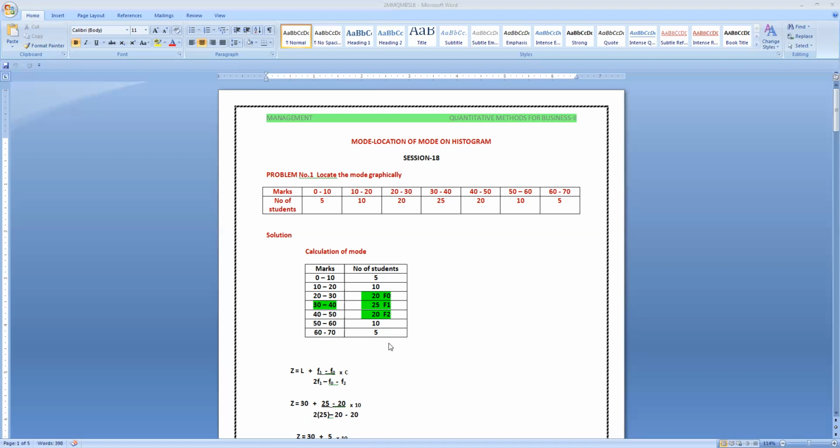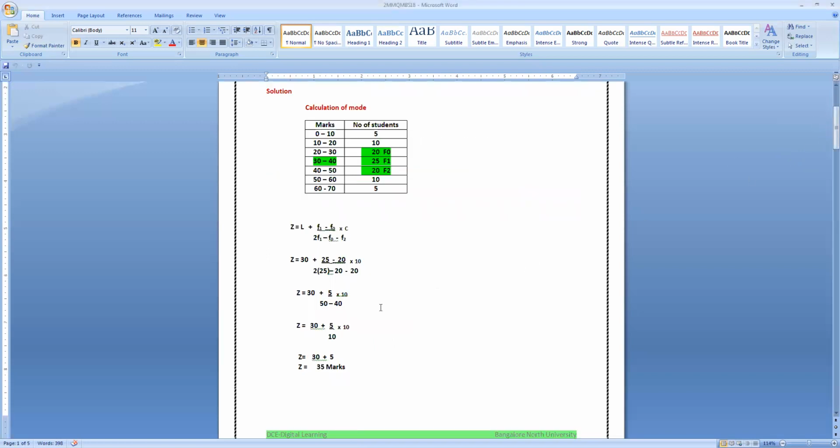So how are we going to calculate f1? It is the highest frequency in the number of students column. Here 25 is the highest frequency value, so it will become f1. The preceding number will become f0, the succeeding number will become f2. The class interval corresponding to the highest frequency is where the value of mode is going to fall. Let us substitute in the formula, that is Z equals L plus (f1 minus f0) divided by (2f1 minus f0 minus f2) into c.